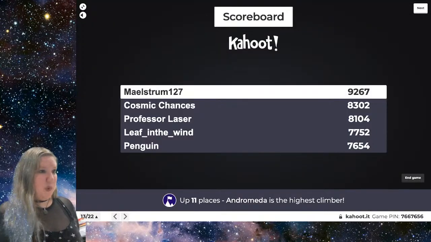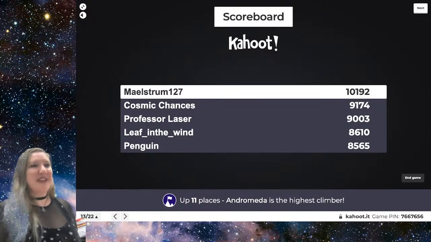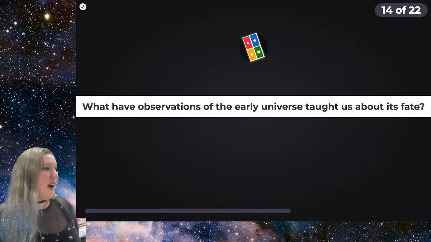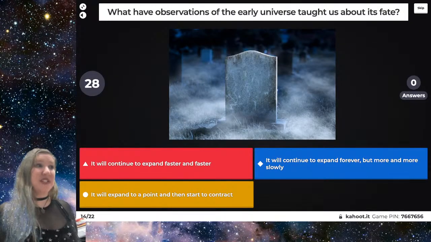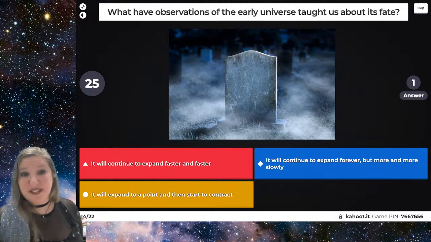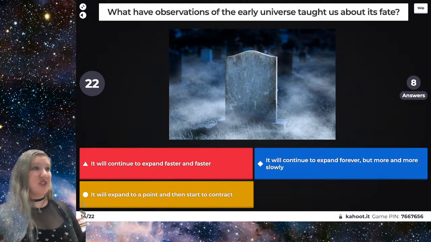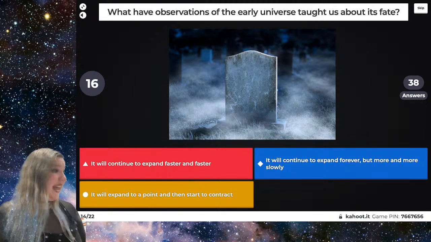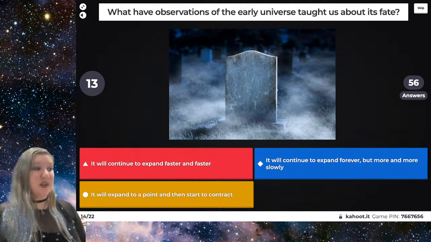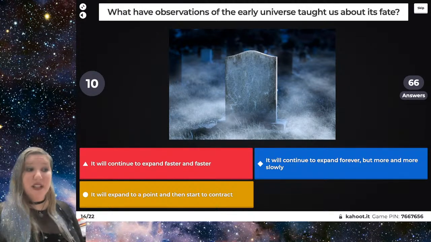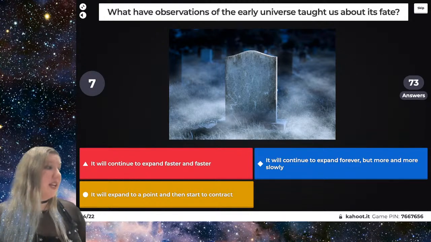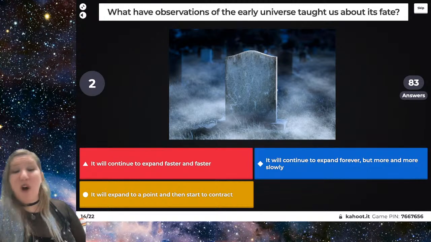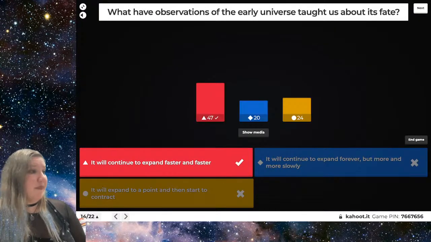So let's move on to the scoreboard, which hasn't changed at all. Let's move on to the next question. What have observations of the early universe taught us about its fate? What have observations of how the universe started taught us about how it might end? Has it taught us that it will continue to expand faster and faster? It will continue to expand forever, but more and more slowly. It will expand to a point and then start to contract. Which one of these have observations about the early universe taught us?